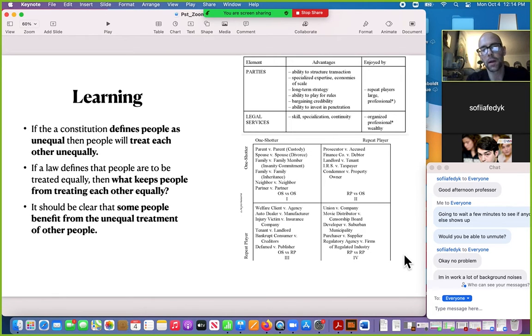So one issue that people kind of think about a lot is if a law defines that people are supposed to be equal, then what keeps people from actually treating other people equal? Well, the answer is simple. It's history and structures. So if a historical society has not treated people equally for hundreds of years, there's no reason to expect that everybody's going to suddenly treat people equally.